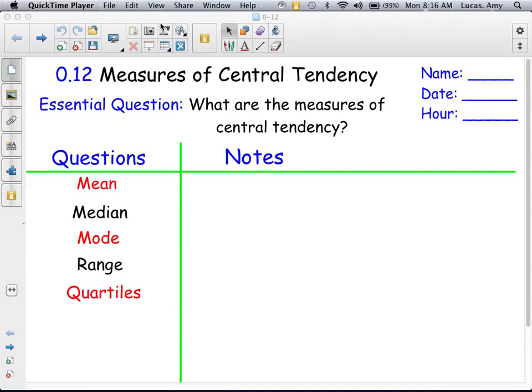12, Measures of Central Tendency. Our essential question for the day is, what are the measures of central tendency? Our new vocab words are mean, median, mode, range, and quartiles.